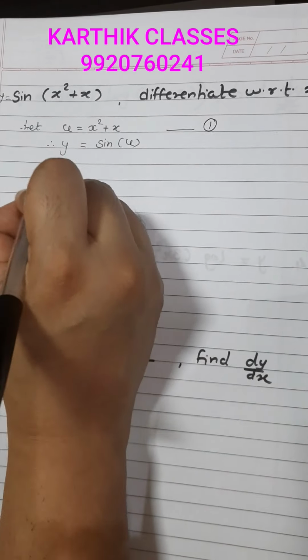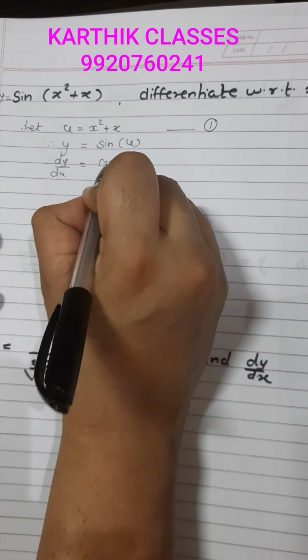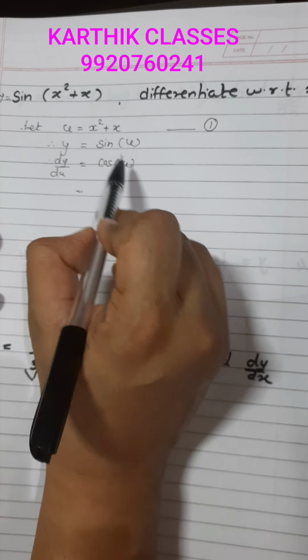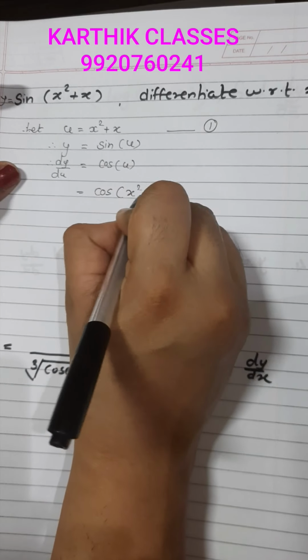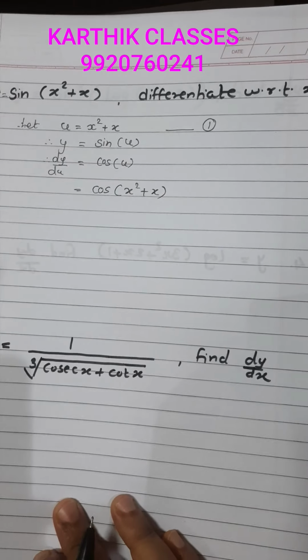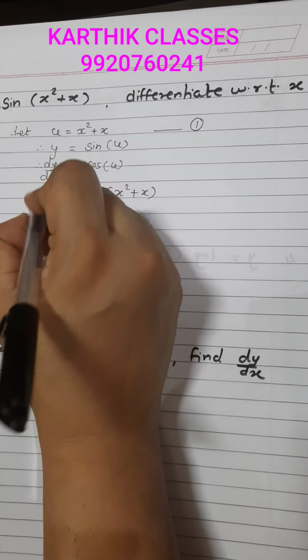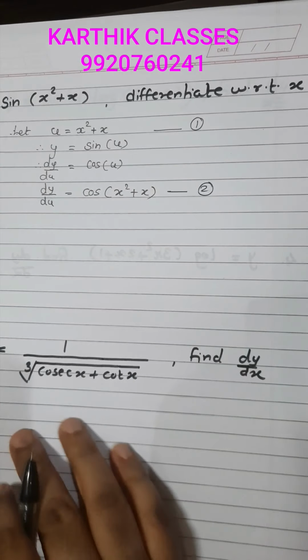Okay. So what is dy by du? Derivative of sine u is cos u. I am resubstituting the value of u here. So we get cos of x square plus x. Okay. So we will be keeping dy by du as it is and I am writing it as equation 2.